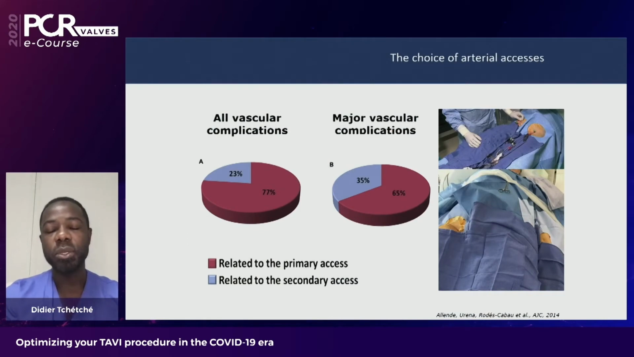So what we also know is that preventing major vascular complications goes also through getting a secondary access that is going to avoid this 1/3 of vascular complications related to the accessory side. And that's why there is now a trend to move from a bifemoral access to more a one radial and one femoral access, because we know from the PCI experience that the radial access prevents bleeding and major vascular complication as compared to the femoral access.